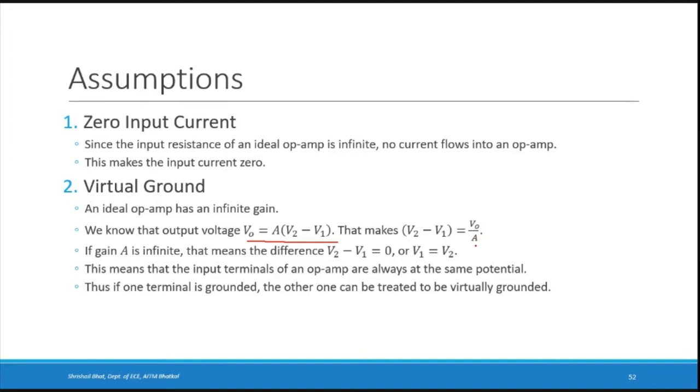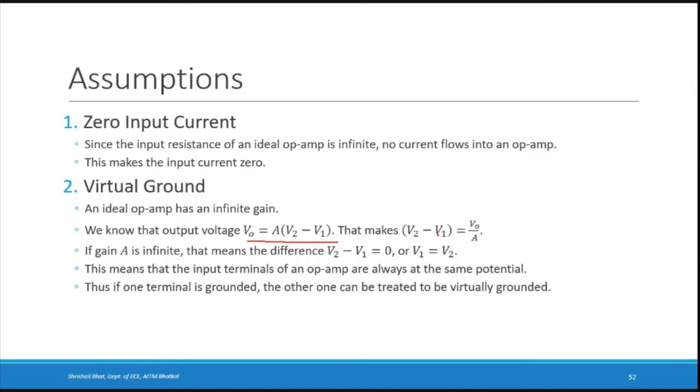If this A is infinite, anything divided by infinity is 0, right? So V2 minus V1 is 0. If V2 minus V1 is 0, then they both have to be equal. That is, V1 is equal to V2. That means the difference between the two input voltages is 0, so both the input voltages are actually the same.